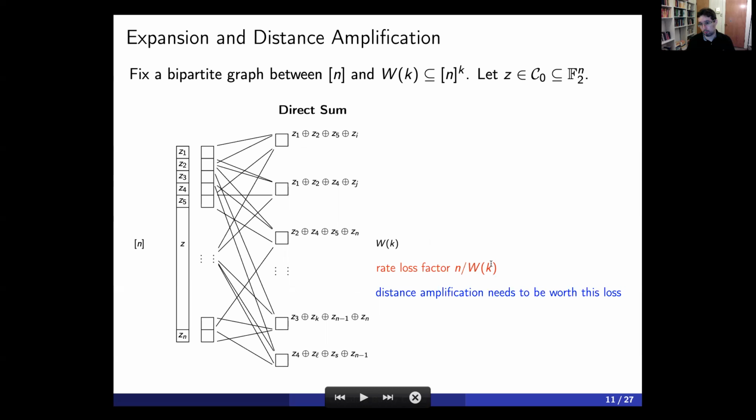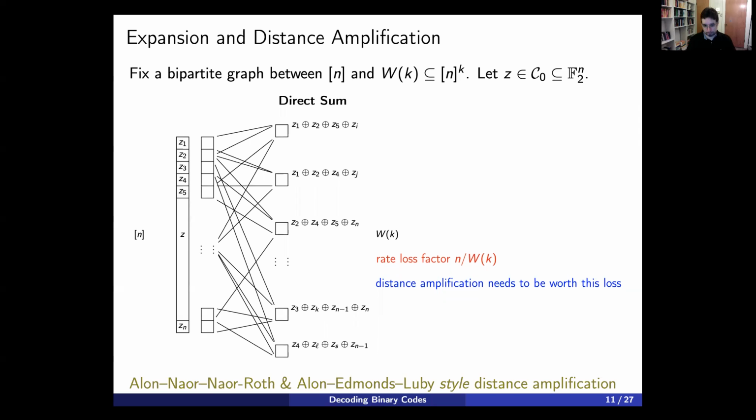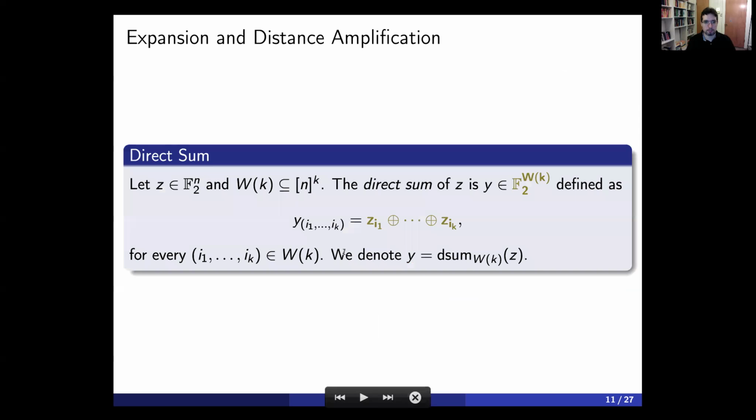And we want to do distance amplification. You need to see the trade-off between the two, right? You're amplifying the distance, but you're also losing rate. And the trade-off between the two is going to be crucial here. Okay, so this kind of amplification is called direct sum encoding. And what is the direct sum? So the direct sum is you start from any word in the base space, and then you have a collection of tuples, and then what you're going to do, you're going to form a new codeword in this larger space, such that it takes the XOR of the symbols corresponding to the positions of the tuple. And you're going to denote this by this sum.